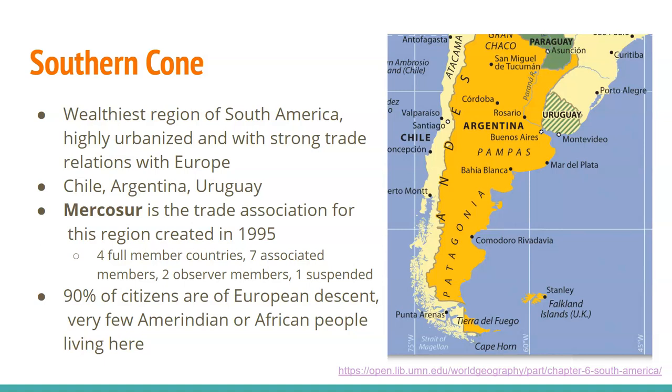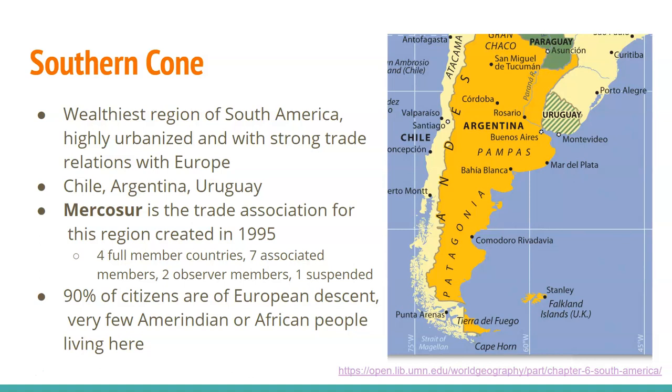Let's go ahead and talk about the southern cone. This is going to be the wealthiest region of South America, largely thanks to its ties to trade with Europe. This is going to be a very urbanized area. In fact, Argentina has more people living in cities than we see in Western Europe, which we talked about being very urbanized, and than we see in the United States. A lot of people here are living in cities and moving away from the more rural agriculture areas. So we're going to have Chile, Argentina, and Uruguay.